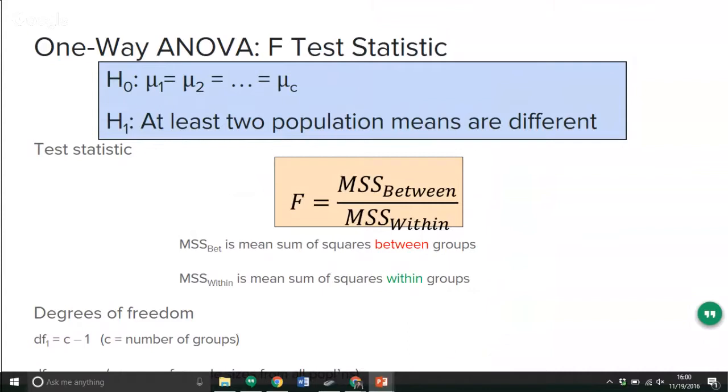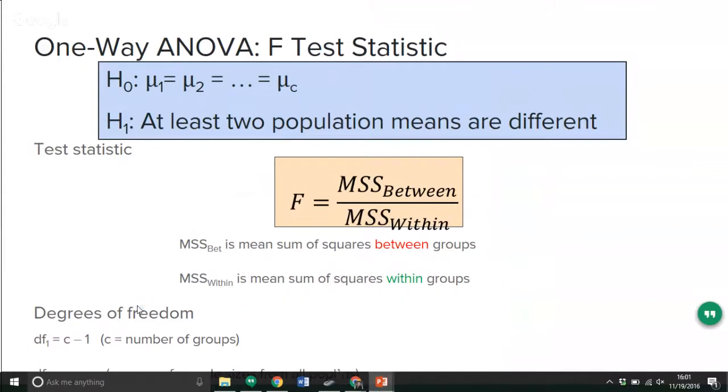And when we run the test, we are not necessarily going to know which population means are different. The only thing the test will tell us is at least 2 of them are different. It won't tell us which. It'll just tell us at least 2 population means are different. And we're using this F test, the mean sum of squares between divided by the mean sum of squares within.